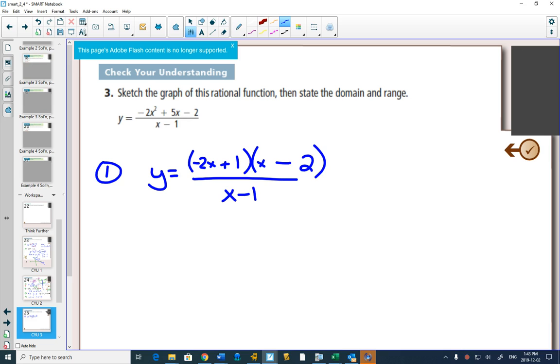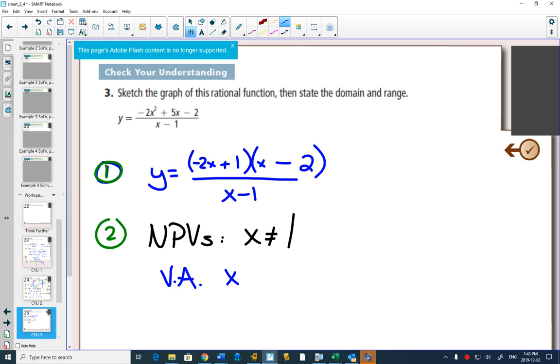So we factor the top. Step 2, I always wrote these in green. There we go. Step 2 are non-permissible values. X can't equal 1. Does it cancel out? No. So we end up with a vertical asymptote at x equals 1.